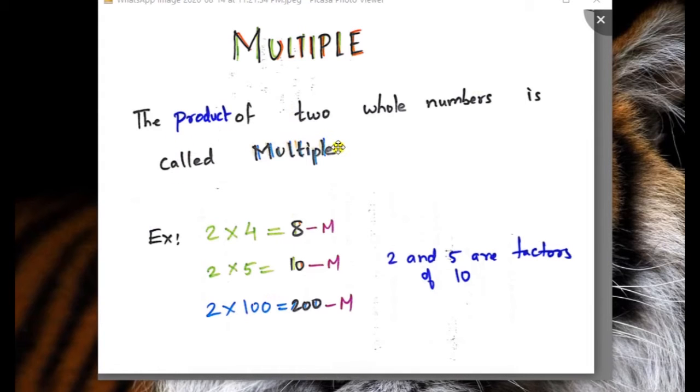First we will go through the definition. It says that when we multiply two numbers, the result that we get after multiplying them, we consider that number a multiple. Here in this case, if I multiply 2 and 4, I am going to get 8. So we consider that 8 is a multiple of 2, or in other words, we can say that 8 is a multiple of 4.